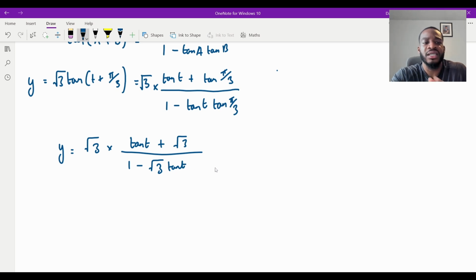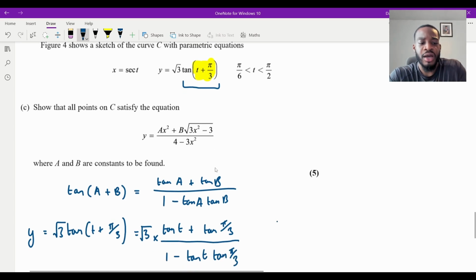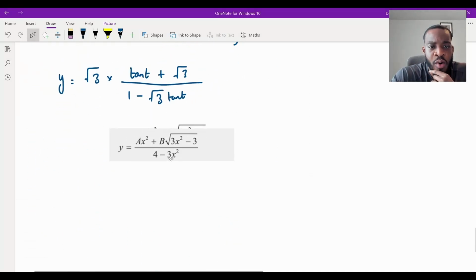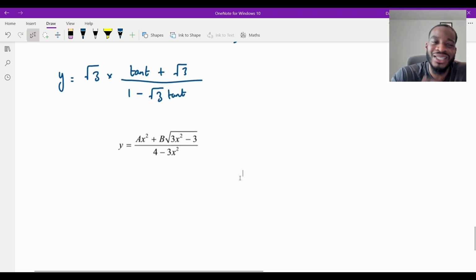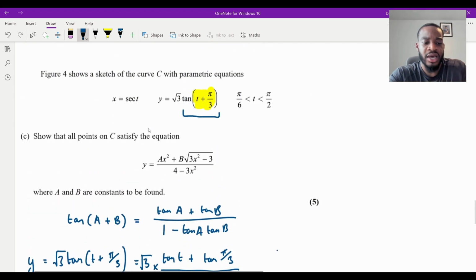Again, I always say this, always have your show that at hand. What is it that I'm actually trying to show? I'm trying to show this here, where I've got y is equal to a x squared, and so on. If I look at this, I can see that I've got a root, which is good, but I've still got t. I've got tan t's, that needs to go. As well as that, I've got x's involved, x squareds. So for me, what that tells me is, let me look at this one here.